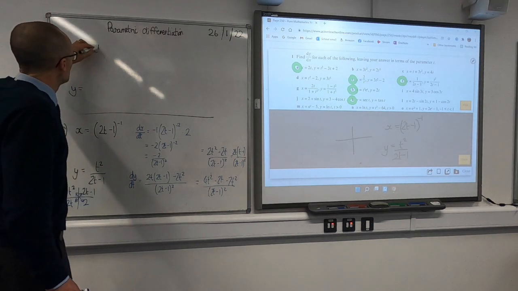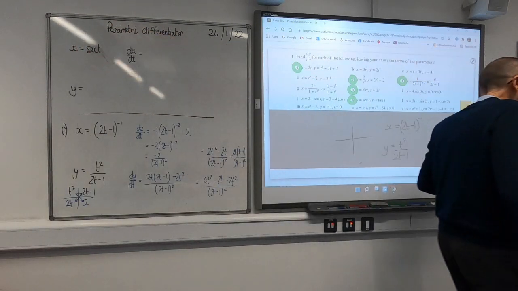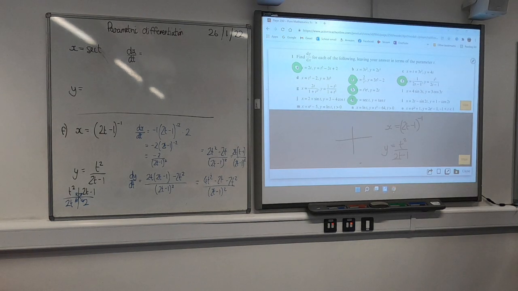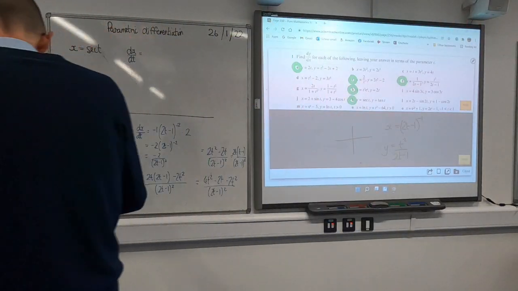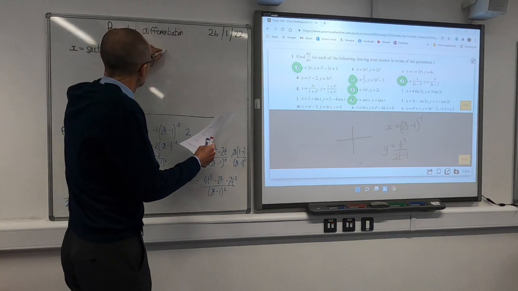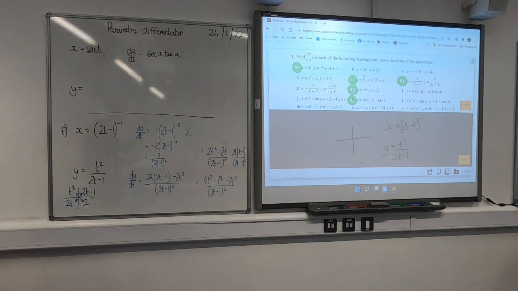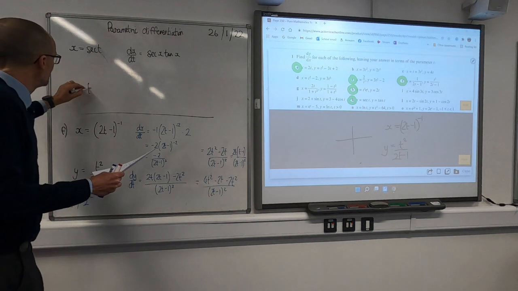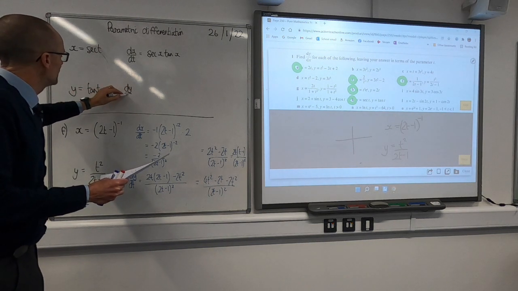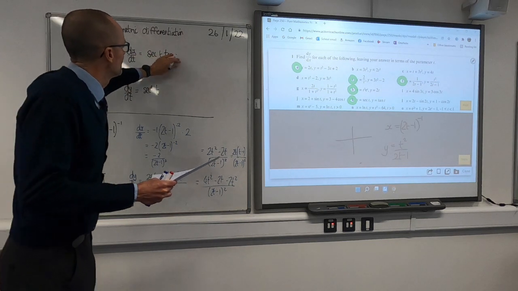So sec t, when I differentiate it, well, they rather unhelpfully on the formula sheet tell me how to differentiate sec of kx, or kt in this case. But that's all right, k is just going to be equal to 1. So sec t becomes sec t tan t. And we actually derived that using the quotient rule last week. And y is tan t, which we know differentiates to sec squared t. Sorry, that should be t, not x.